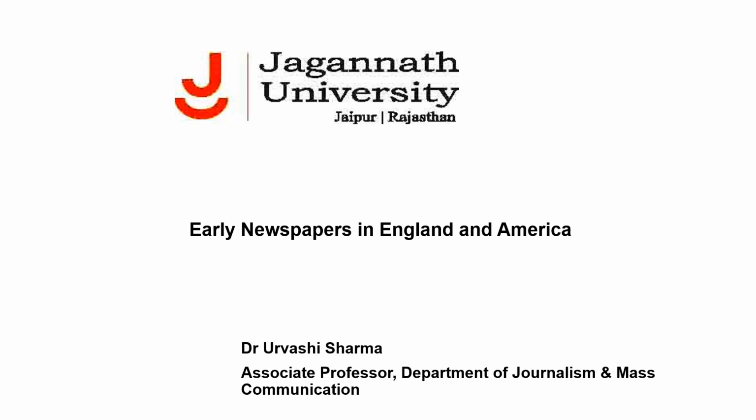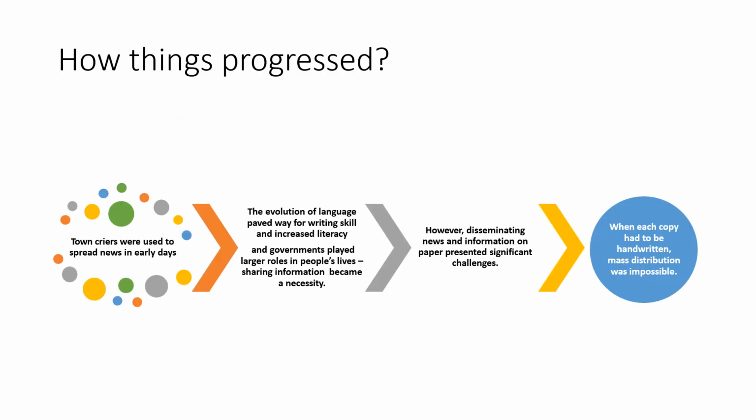In today's session, we'll know more about the early newspapers in England and America. How things progressed, as we have seen in the earlier session also, the earlier people, the rulers or the officials, used town criers to send across their message to the people spread in the villages, towns, and cities. This led to the evolution of language, in which the government officials played a very important role. As it increased literacy, people were now able to read and write.